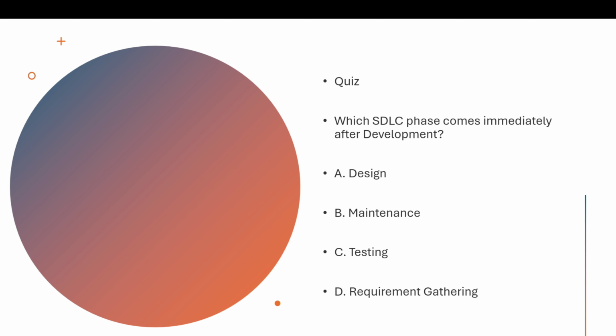Draw the SDLC diagram in your notes. Understand each phase. Write 2 or 3 sentences explaining what is happening during the stage. This will help you to remember the flow. This is the homework for today's class.